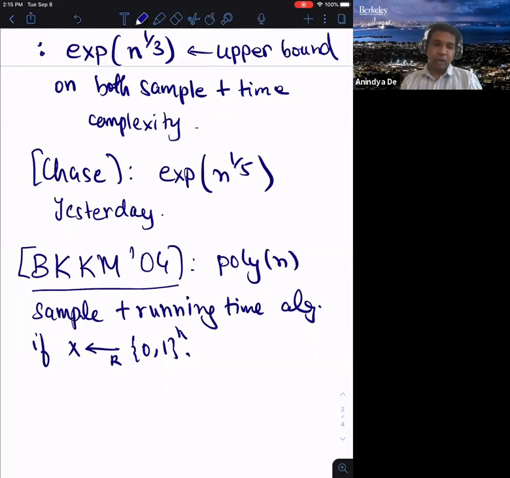So if X is generated uniformly at random, then with high probability over this process, the paper from 2004 showed an upper bound of polynomial in n on the sample and running time for trace reconstruction. If the string is chosen uniformly at random rather than completely arbitrary, then the problem is substantially simpler. Maybe there's a poly(n) sample and complexity algorithm even in the worst case, but at least for the randomly chosen string, we can actually show something like this.